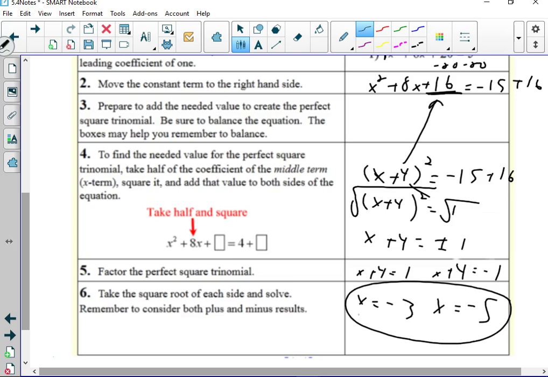Why the 2? Because we're square rooting. There's always 2 answers. But in the really easier ones, it was like plus or minus 5, plus or minus 7. When we get in these more complicated ones, we're going to end up with 2 separate answers. Make sense? Okay.